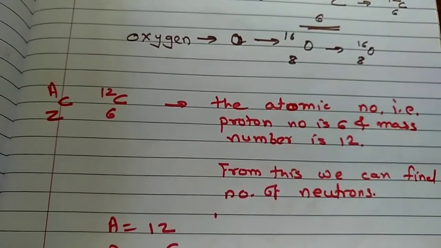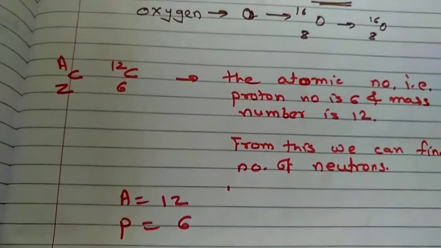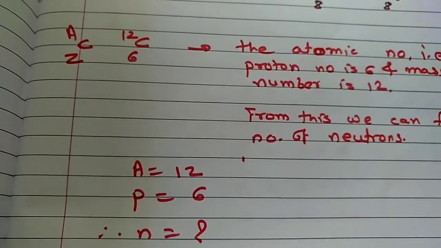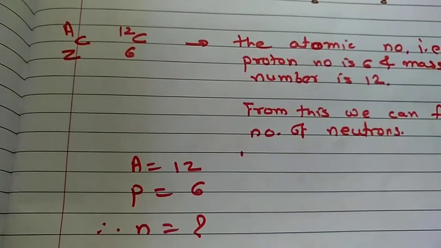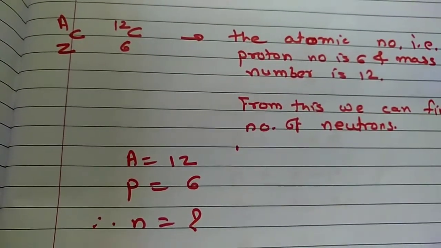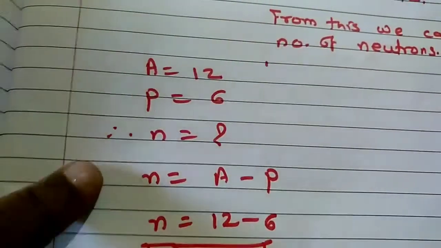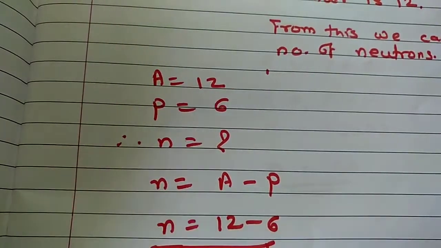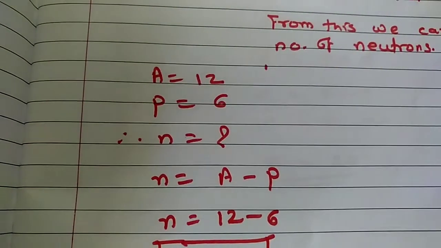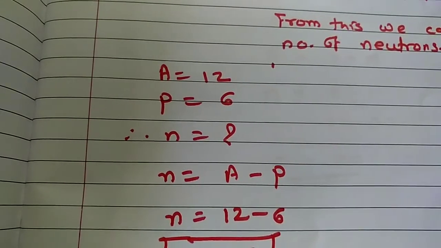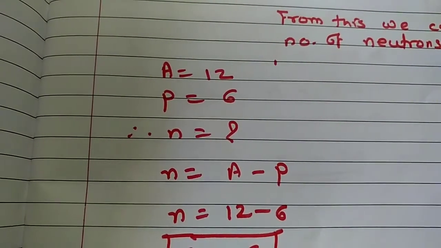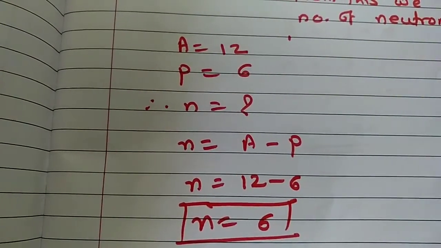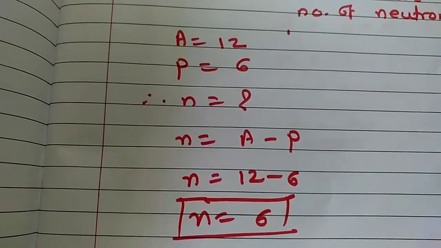Now how to find out neutrons? With this information, atomic mass is equal to 12, protons is equal to 6, then neutron is equal to question mark. We know that neutron is equal to atomic mass minus proton. This is the formula to find out neutrons. From given, write down neutron is equal to 12 minus 6. So total number of neutrons is equal to 6.